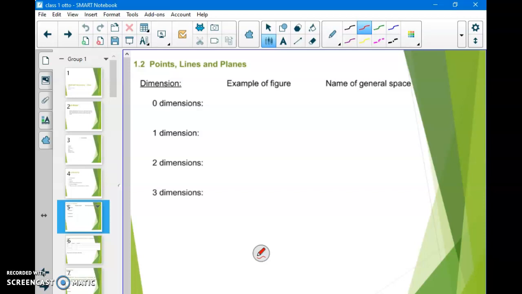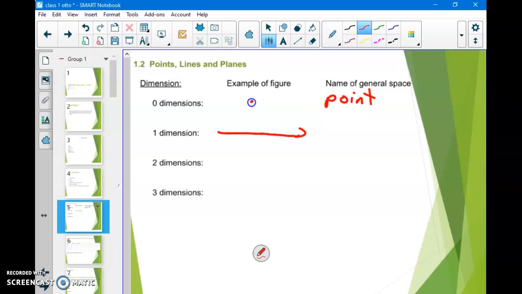So if I have something with 0 dimensions, that would be a point. I know by drawing that point I'm giving length and width to that point, so the definition of a point is something without length or width. So we're going to use the point to indicate something with no length or width.